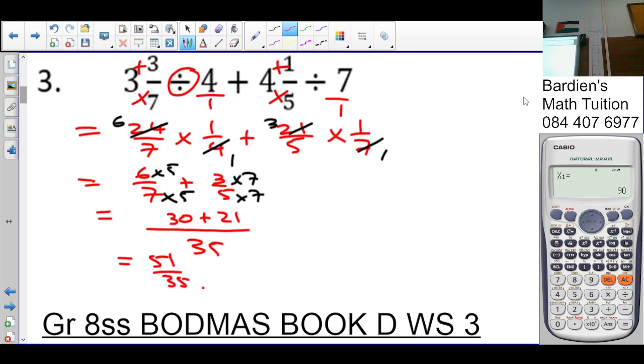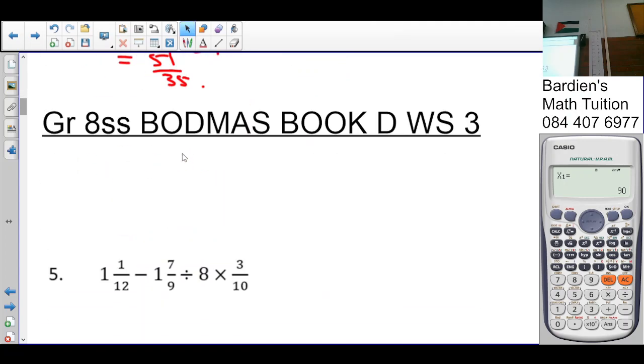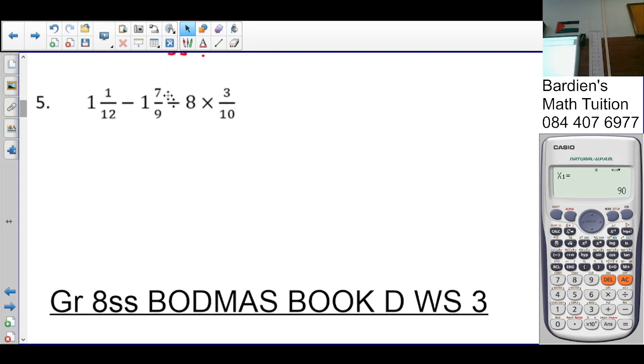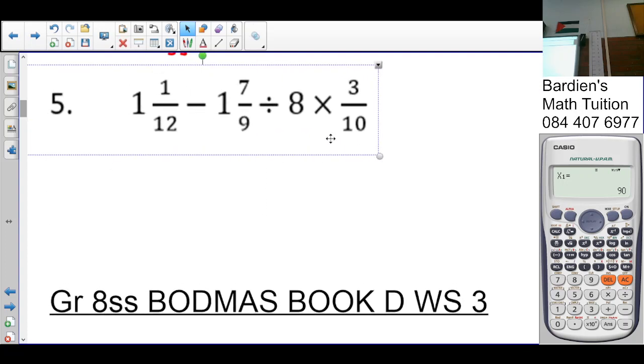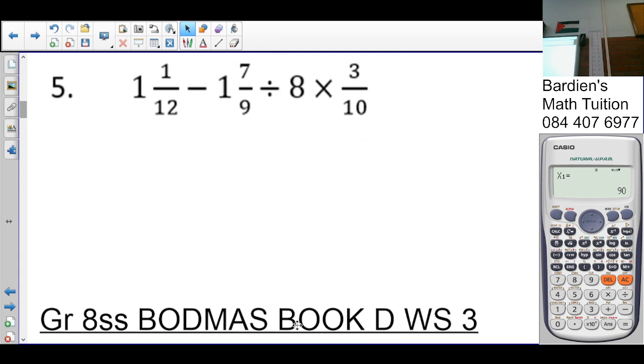The factors of 35 are 5 and 7. The factors of 51 are 3 and 17. So that's your answer there. People, let's carry on with our lives. Number 5. Number 5. What do we need to do first?